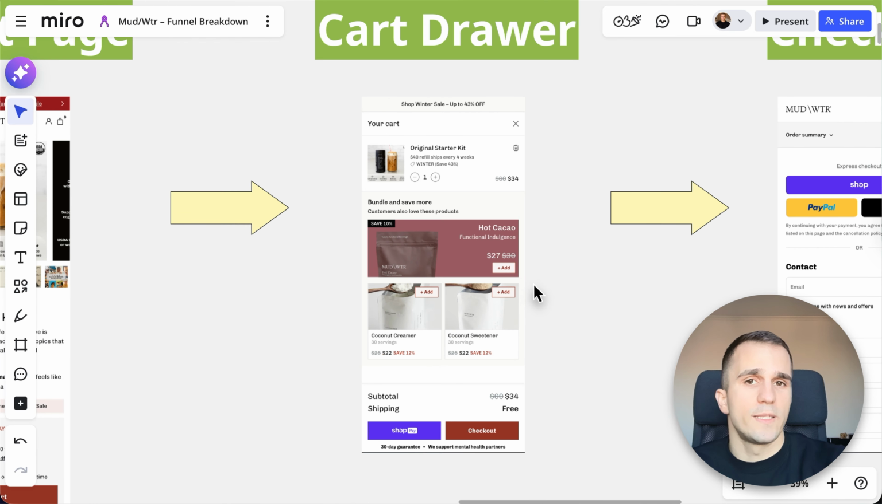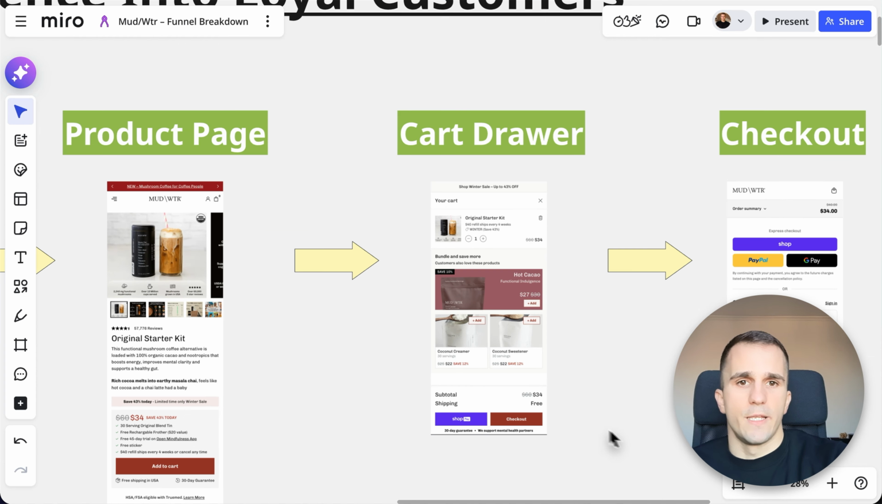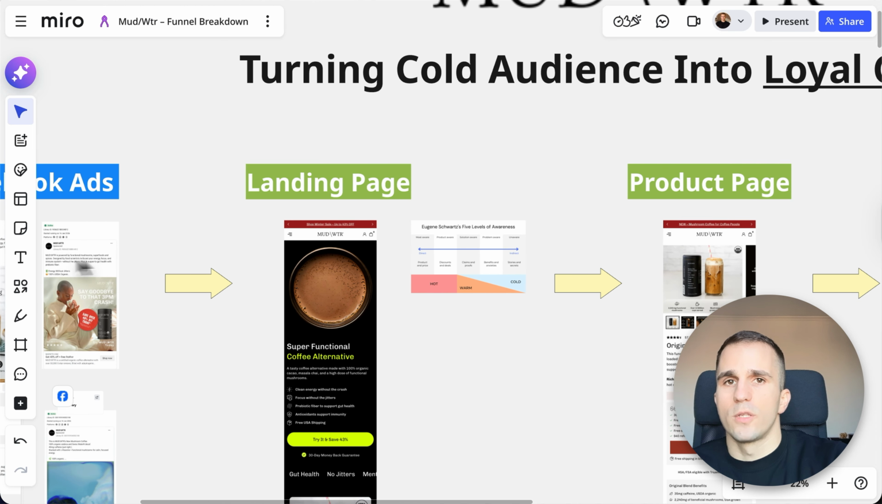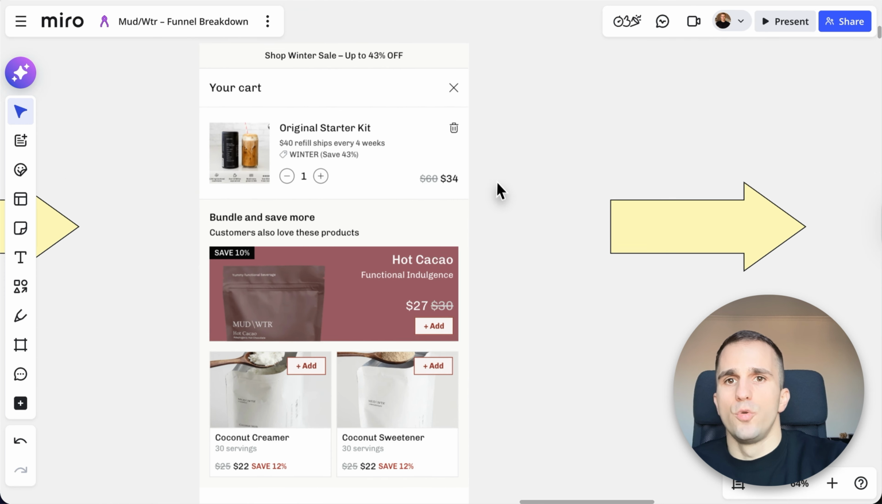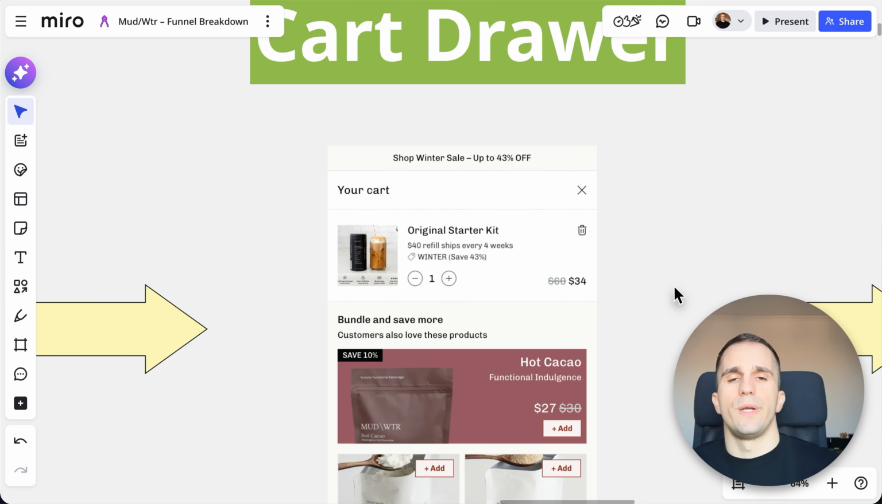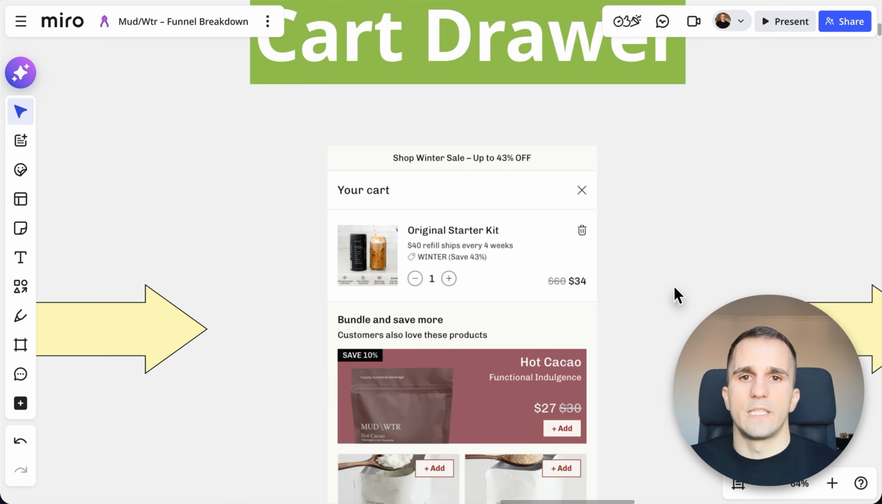So in that scenario, what is the safest move for them to do when they see all these things? It's just to abandon the website and go back to the social media. So for that reason, you need to make sure that your cart drawer is not cluttered. It's very clear what your audience has added to the cart versus what they can add to the cart, if you want to go that way.